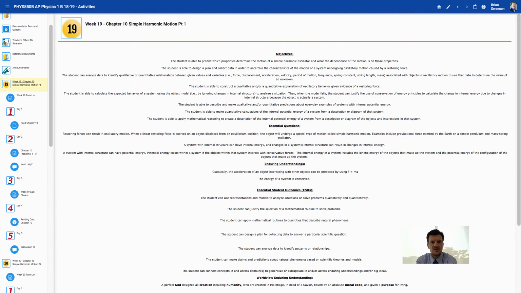In chapters 19 and 20, you're going to be looking at simple harmonic motion, and that could be a pendulum that's swinging back and forth with an oscillating motion. It could be a spring with a weight on it that's going back up and down. So any kind of repeating, oscillating motion can be described as simple harmonic motion, and you're going to learn about the dynamics of that as well as many calculations that go along with that.